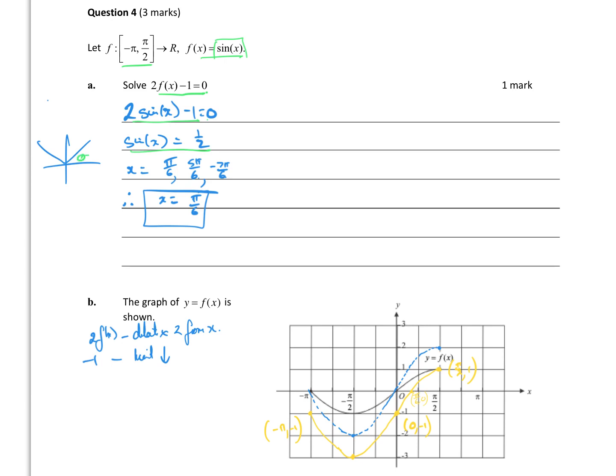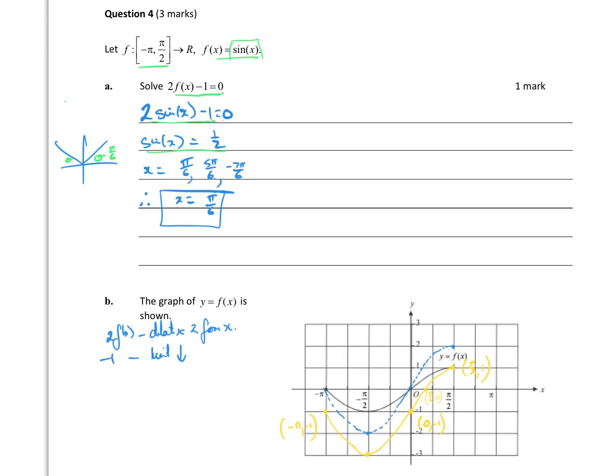So my quadrants, first and second. So the angle of interest is pi on 6. So then my first solution, pi on 6. My second solution, 5 pi on 6. I could come all the way around to 7 pi on 6. Or if I go from 0 back negative, I get negative 7 pi on 6. Now, my domain is from negative pi to pi on 2, so pi on 6 is the only solution inside the domain. One marker, very nice.